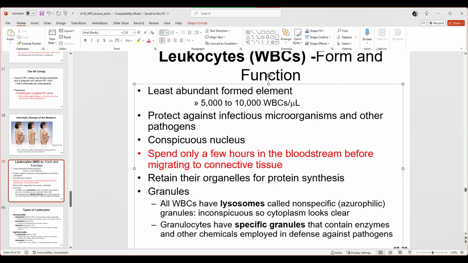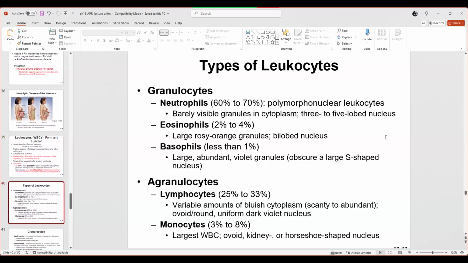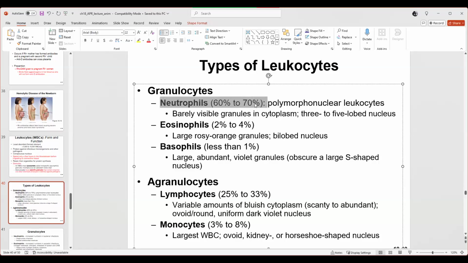They retain their organelles for protein synthesis, right? Some of them have little dots called granules. These granules contain enzymes that help fight off specific pathogens, right? Neutrophils, eosinophils, basophils are our granulocytes, all of our granulocytes, right?